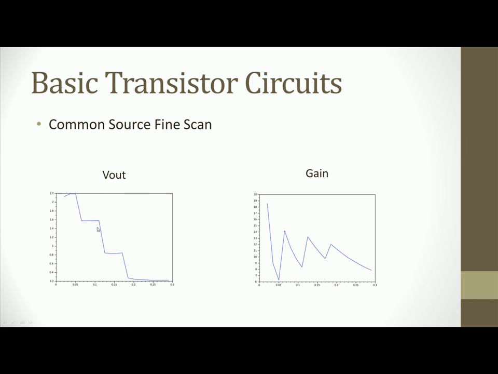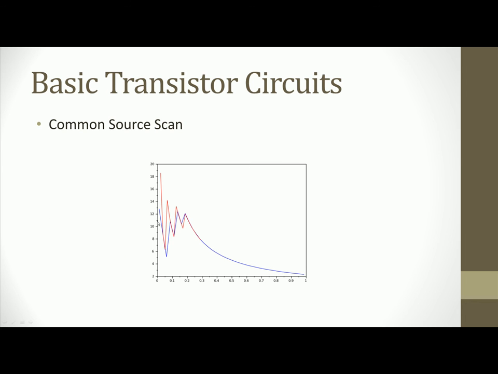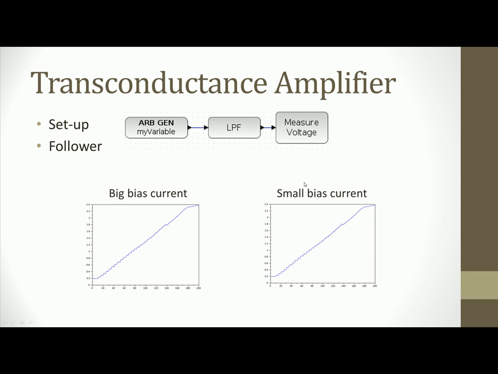And the fine scan also shows a very strange step curve, and we also get the gain again. But around the subthreshold area, the gain is very stable at around 11. And this is the comparison picture of these two scans. And for the transconductance amplifier, we do a linear follower, but it turned out to be the same, and it still shows some step effect because I think it is due to some measurement limitation.